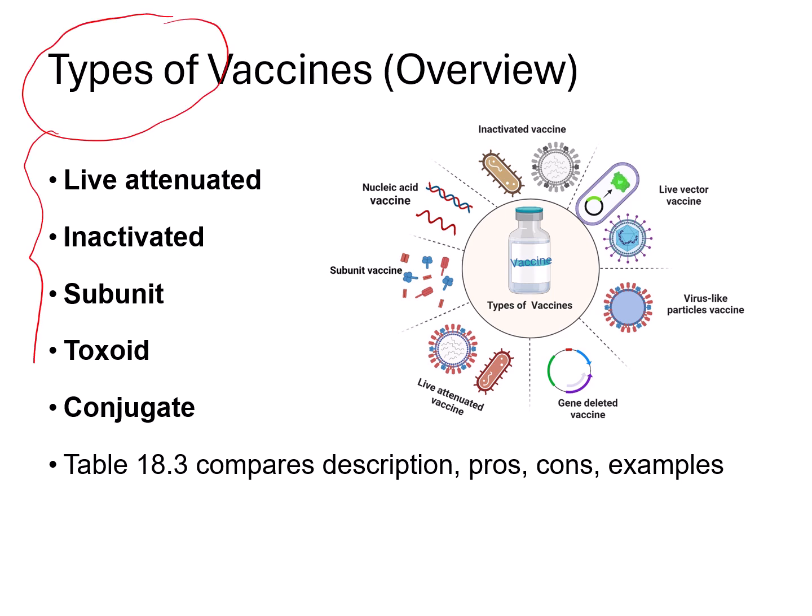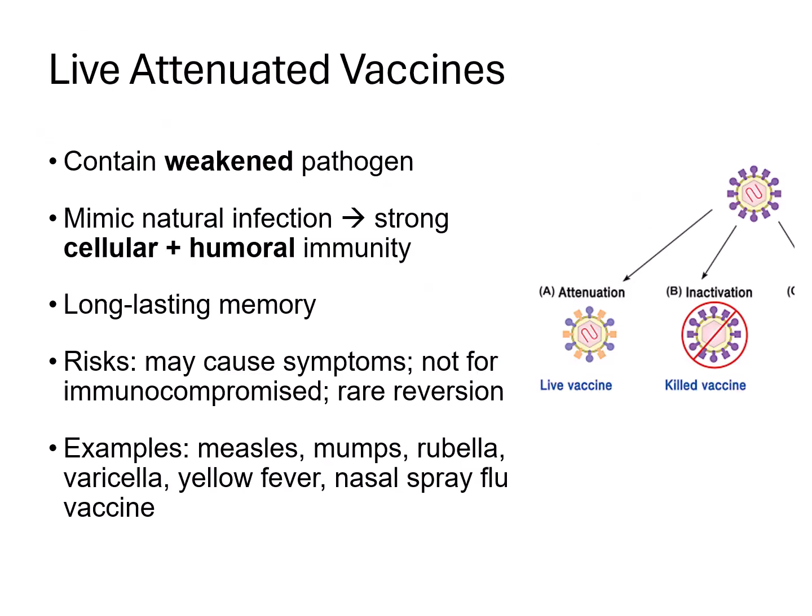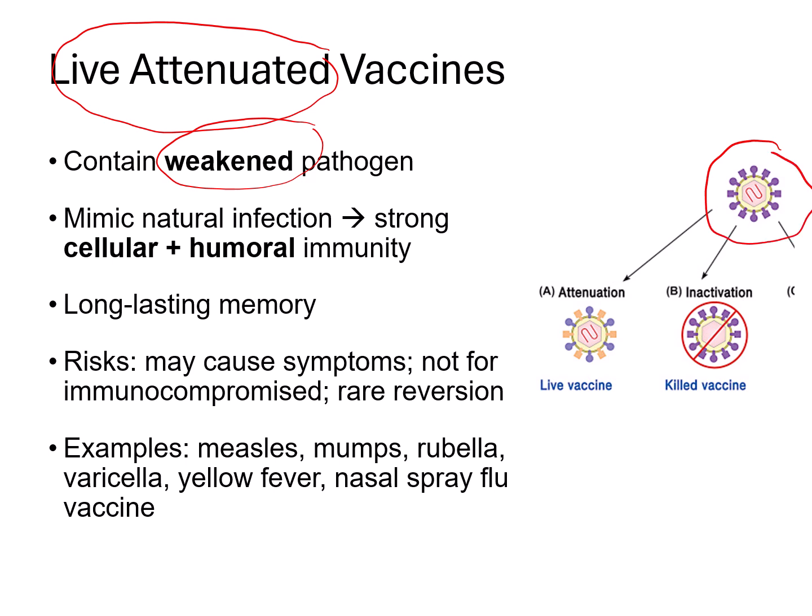There are 5 classical categories of vaccines and a few new categories as well, and we'll go through each one. Live attenuated vaccines contain weakened pathogen. So the pathogen is still infectious, but weaker. So these mimic natural infection and produce strong, long-lasting immunity. It activates both the cellular and humoral immunity divisions.